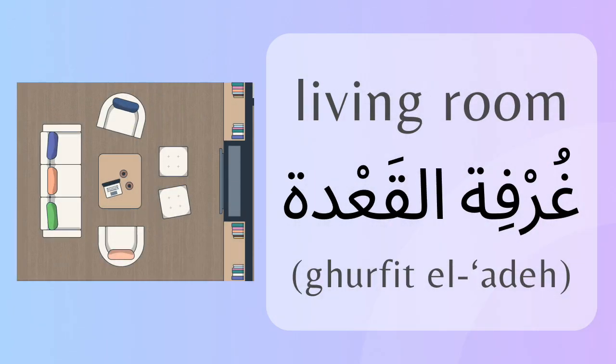The next word for living room is غرفة القعدة. This is often used for a more informal living room or family living room. In some Arab countries, this is the room where they have cushions on the floor. And this is actually a combination of two words. غرفة means the room of, and القعدة means the sitting. So literally the translation is the room for sitting.